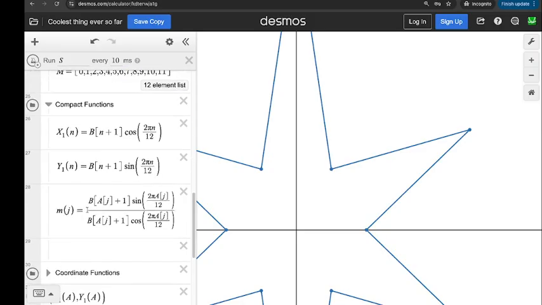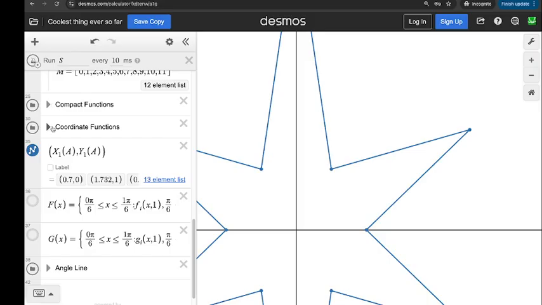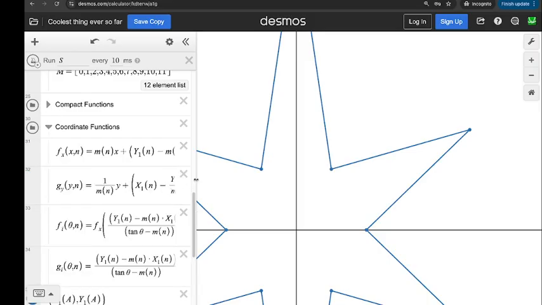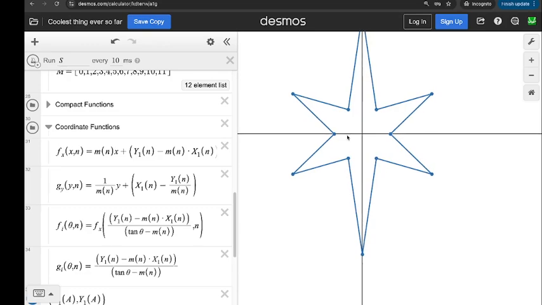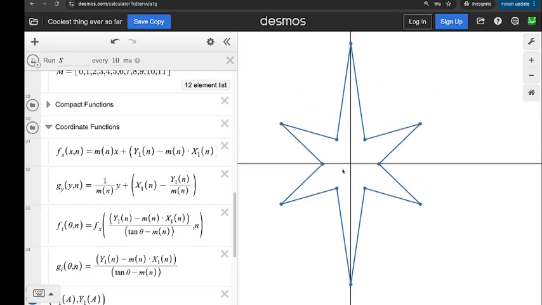So this is the equation for the slope. These are the equations for each of the points, the x and the y values. And then this is the calculations for each of the lines. It honestly wasn't that bad.